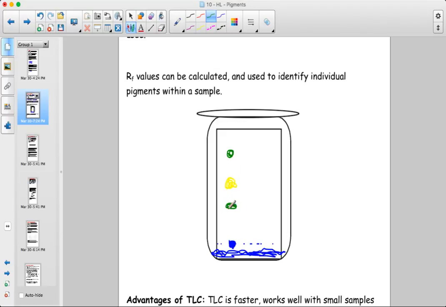And so depending on how polar they are, how soluble they are in that particular solvent, those things move up the sheet, the plate, to different degrees. You can mark off that solvent front, and then you can calculate Rf values the same way we did before. You'd measure the distance of the spot and the distance of the solvent front, and you divide.